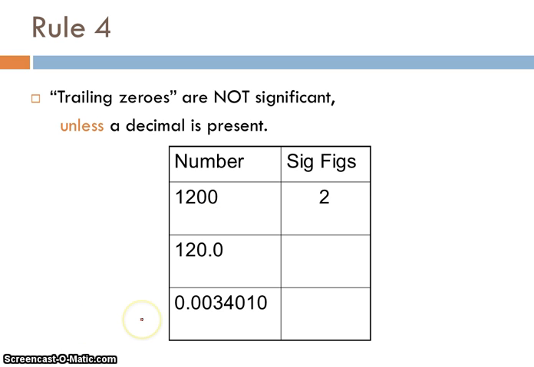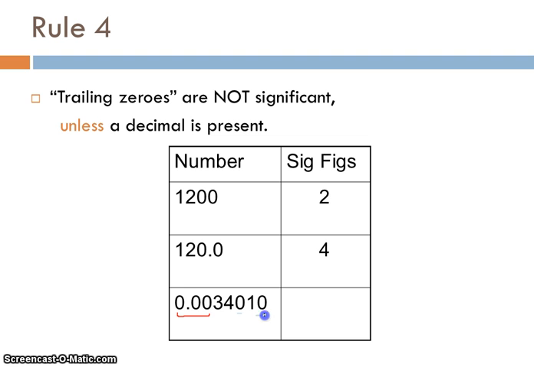But if I record my number as 120.0, still there are 2 trailing zeros, but there is a decimal. And that means that those zeros are significant and there are 4 sig figs. All right, let's look at the next example. I have leading zeros that are not significant. I've got a captive zero that is significant.